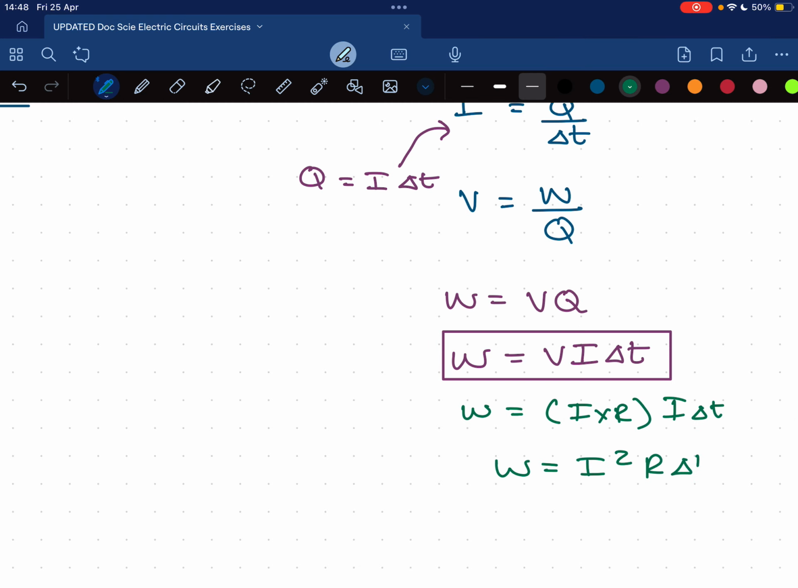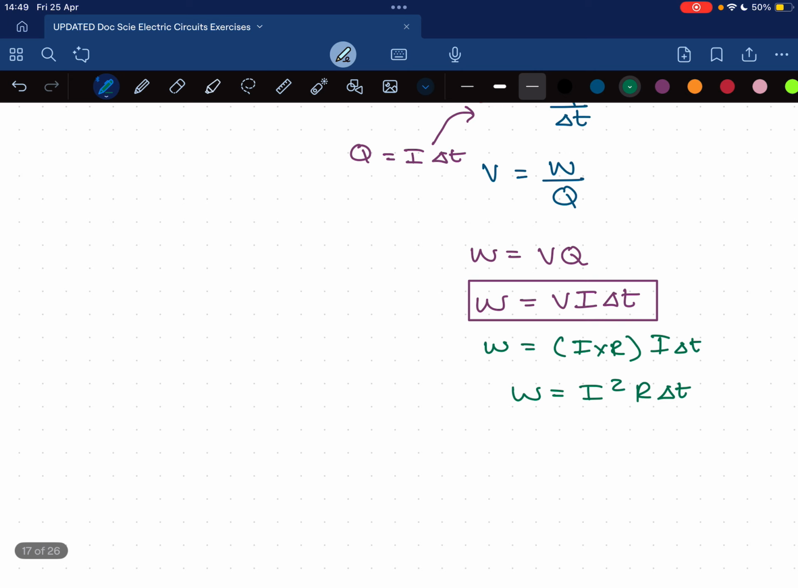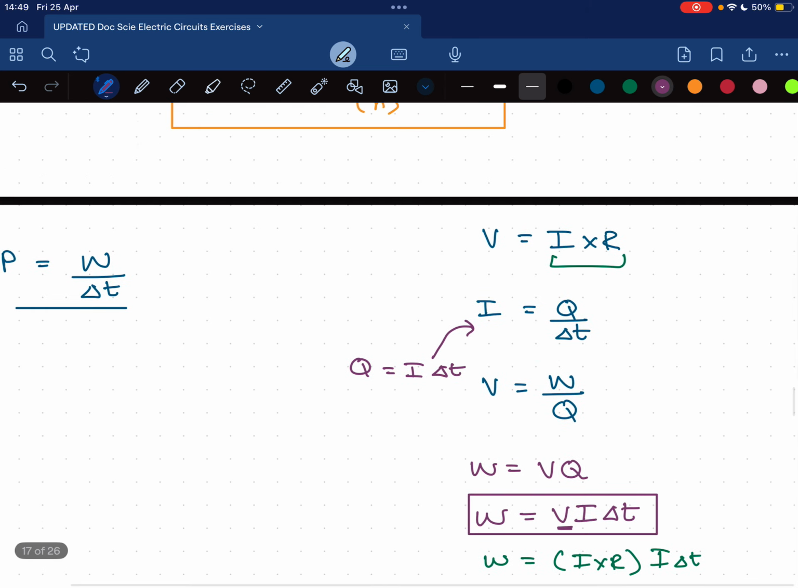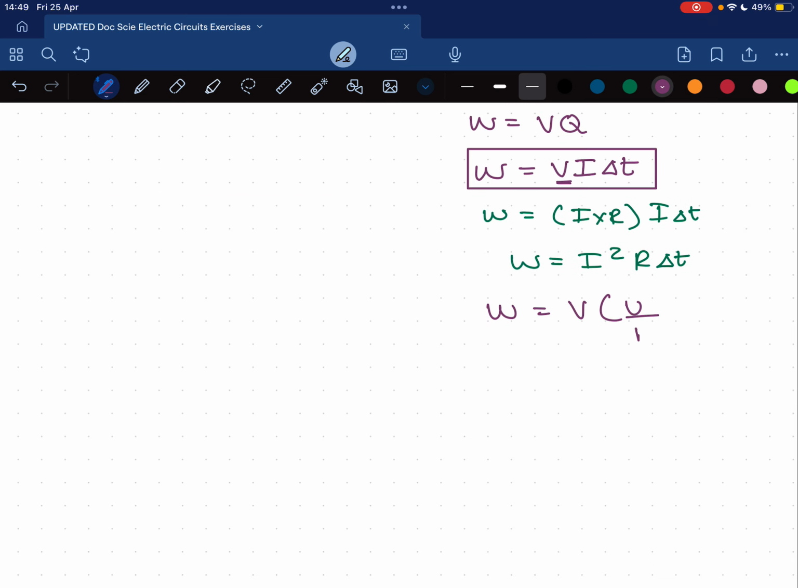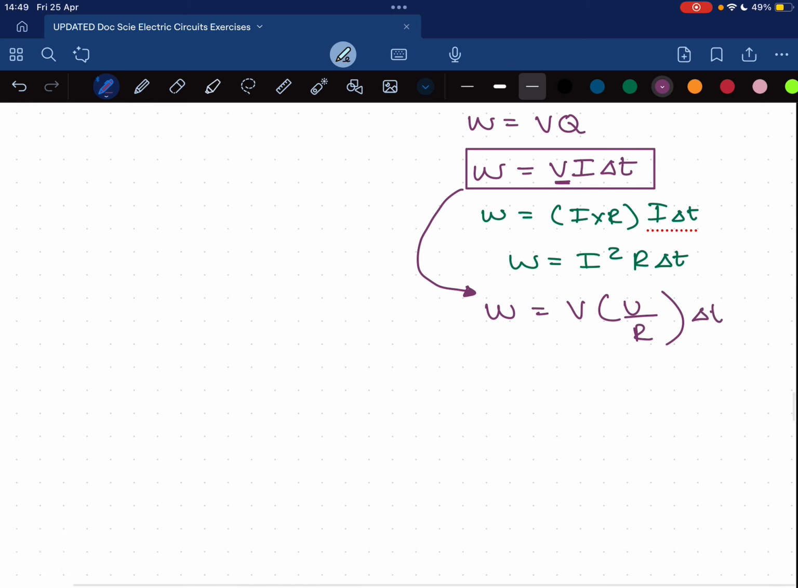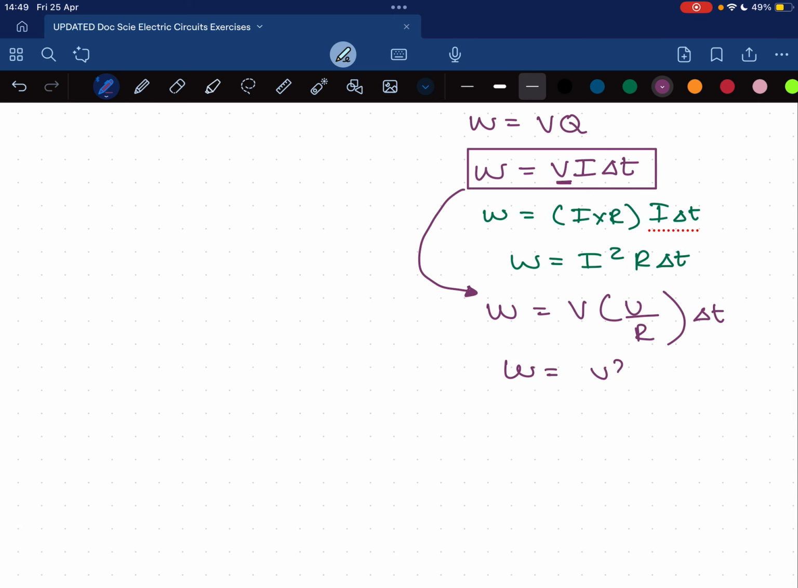So now we could do the same thing where instead of replacing V, we could replace I. So we could say V times now I is equal to V over R. So we could say V over R delta T. So W is equal to V squared over R delta T.